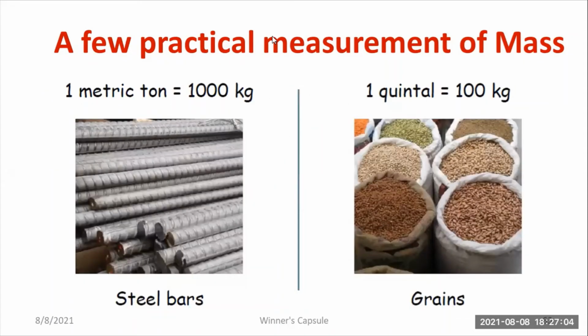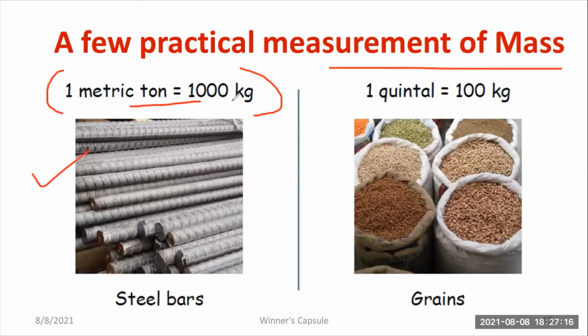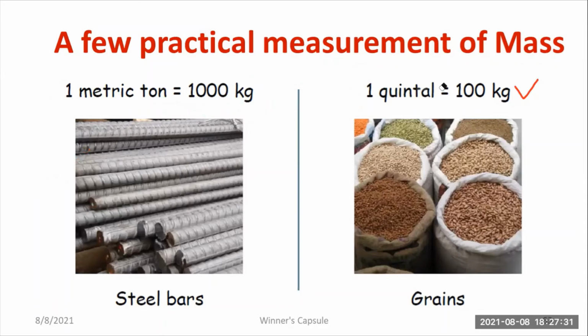Let us talk about some important practical units related to measurement of mass. If you want to purchase a huge amount of steel, it will be expressed in terms of metric ton. 1 metric ton is equal to 1000 kilogram, or 10 to the power 3 kilogram. If you want to buy a bulk amount of grains, it is expressed in terms of quintal. 1 quintal is nothing but 100 kilogram. These are the popularly used practical units. Hope you are understanding.